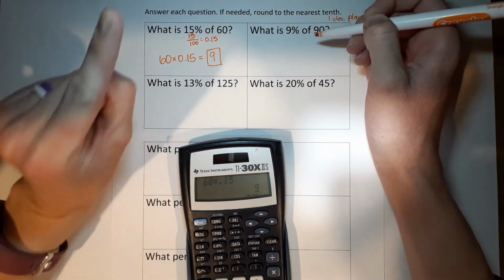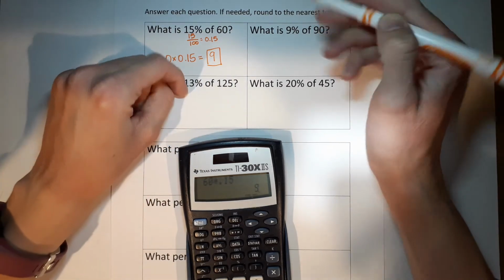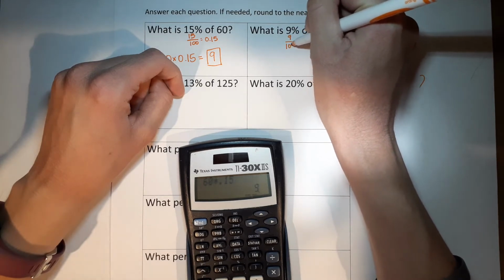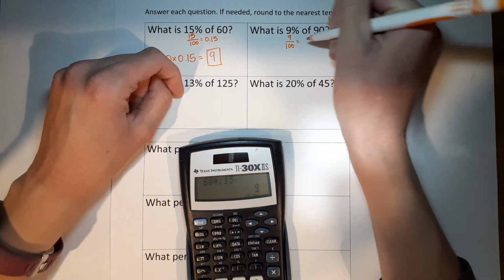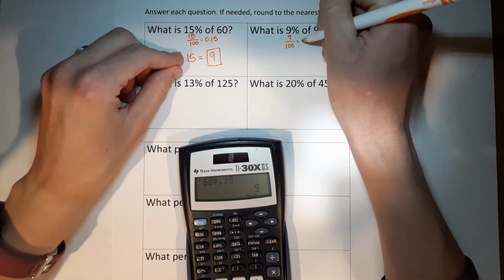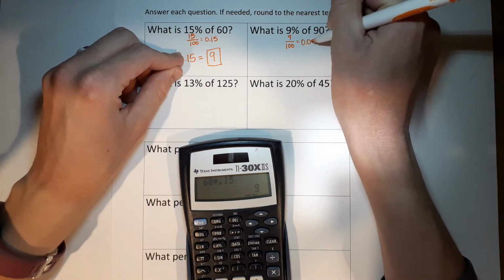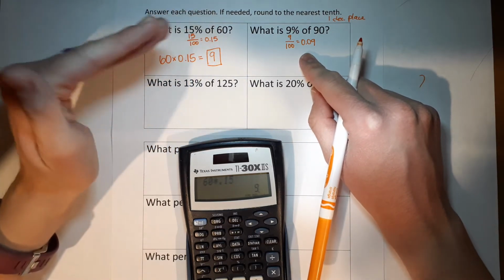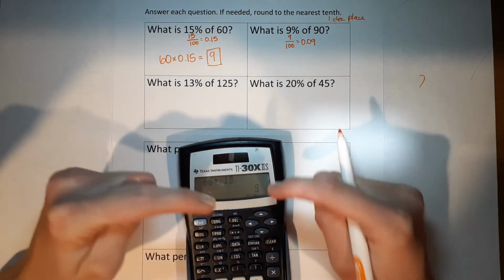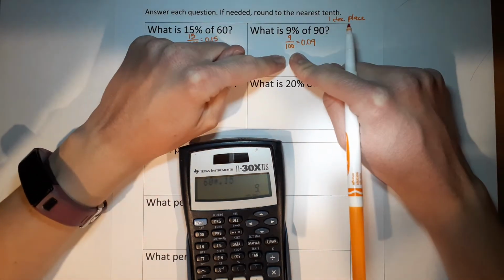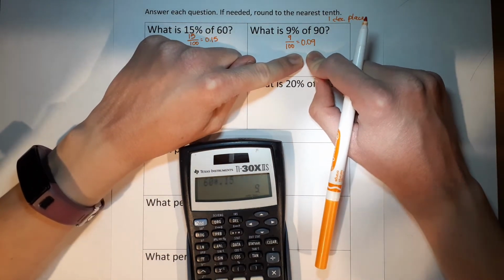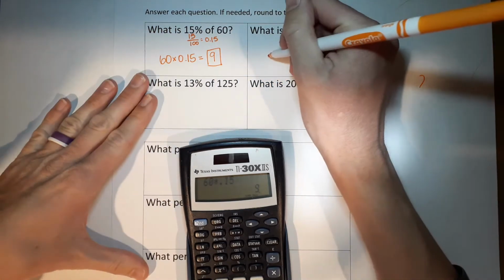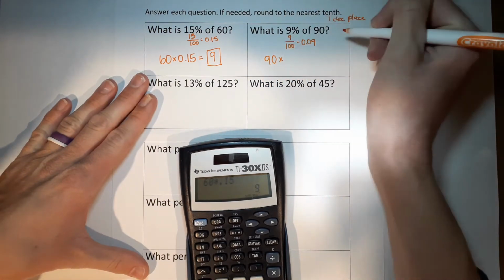All right. What is 9% of 90? Okay. Well, 9% really means 9 over 100. Okay. And that written as a decimal is 0.09. Okay. If you're like, where is she getting these decimals from? If you don't know them off the top of your head, you can type them into your calculator. 9 divided by 100 will give you 0.09. Okay. Now, we're going to take 90 and multiply it by 0.09.